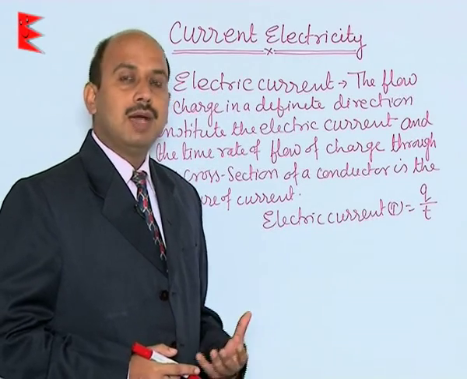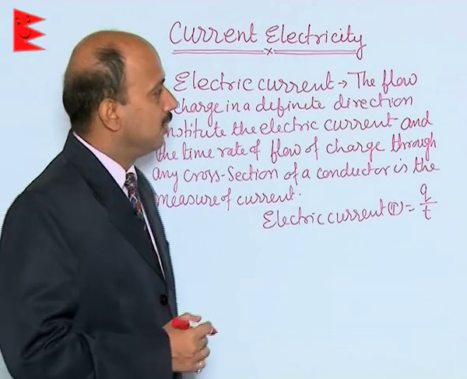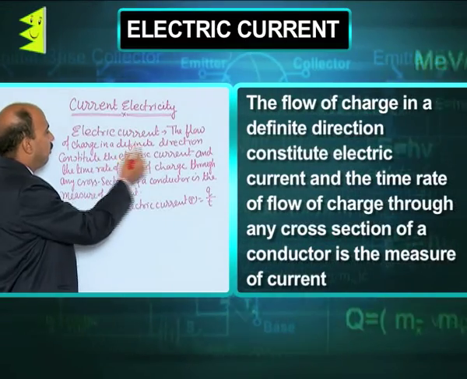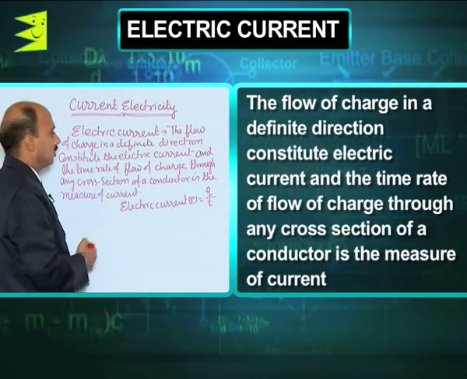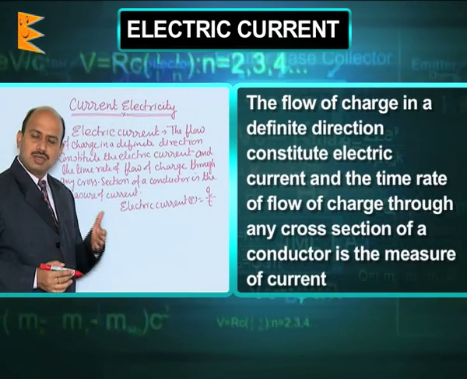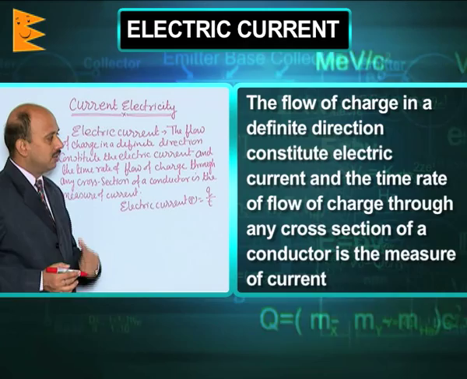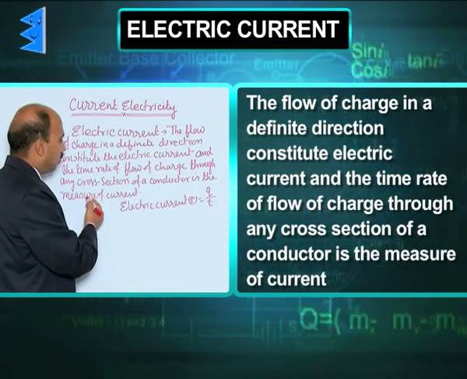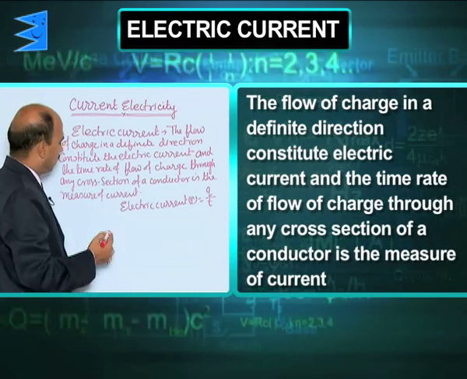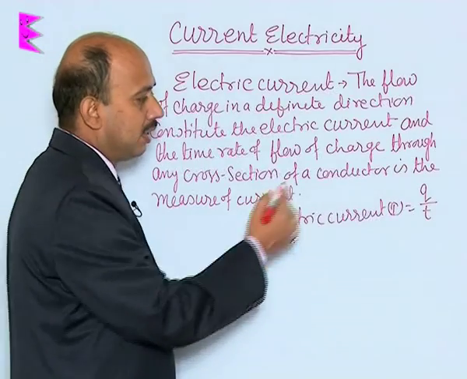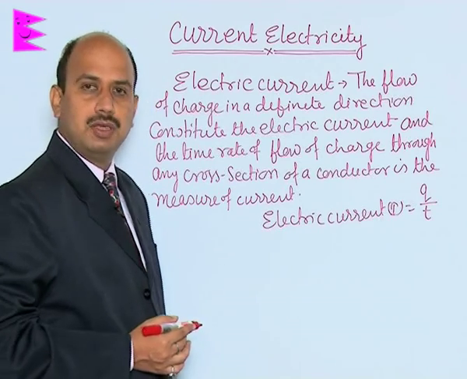What do we mean by electric current? That is the first part of this chapter. The flow of charge in a definite direction constitutes electric current. When charge flows in a definite direction, it constitutes electric current, and the time rate of flow of charge through any cross section of a conductor is the measure of current. Now we can write electric current I is equal to Q upon T.